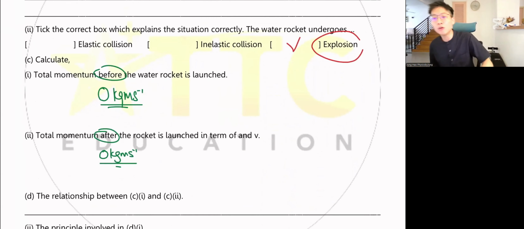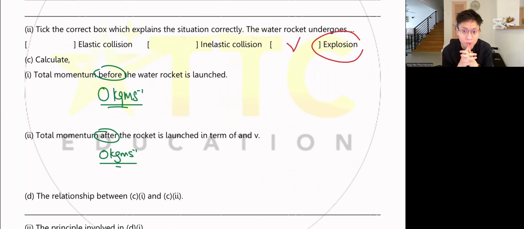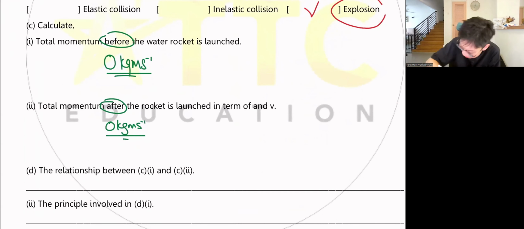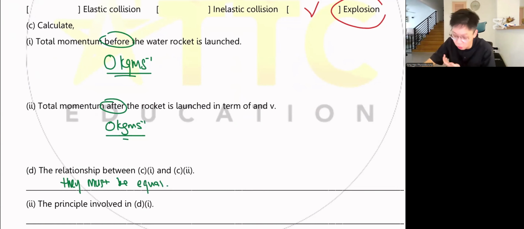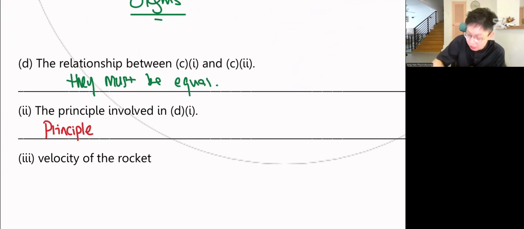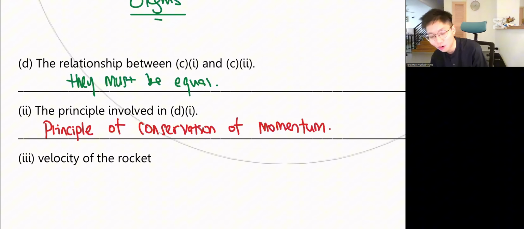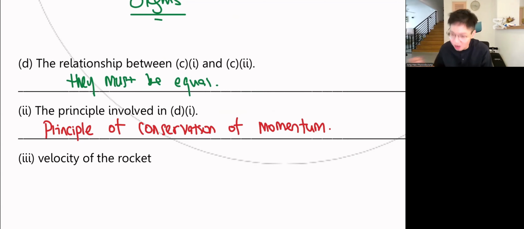Do you understand why? Because my total momentum before and my total momentum after must be equal. So if before is 0, my after must also be 0. Very good. So the relationship between the before and after, you must say that they must be equal. They just try to trick you. The principle involved here is the principle of conservation of what? Momentum. That is correct. If you start with zero momentum, the final will also be zero momentum. Sure.